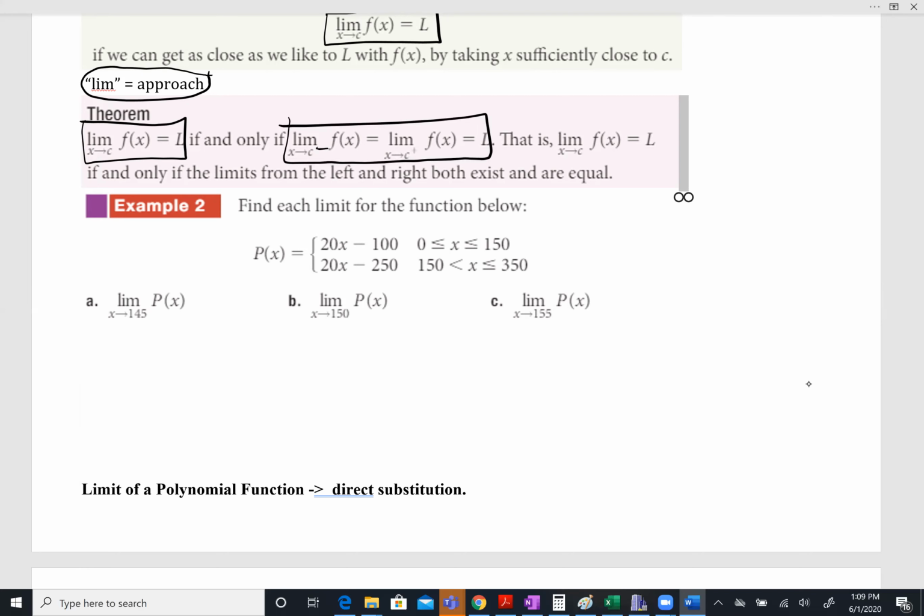so maybe I'm going to give an example so you can see it clearly. So let's talk about example 2 here. I have a piecewise function, and the function is p(x) equal to 20x minus 100 for x from 0 to 150, and the other piece is 20x minus 125 when x is from 150 to 350.